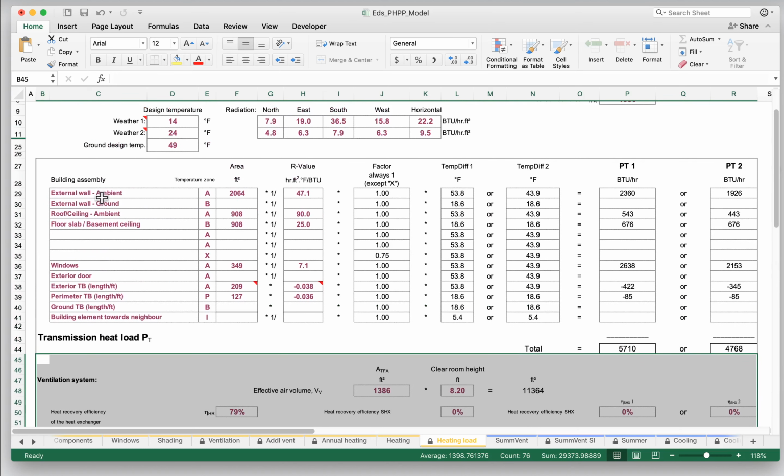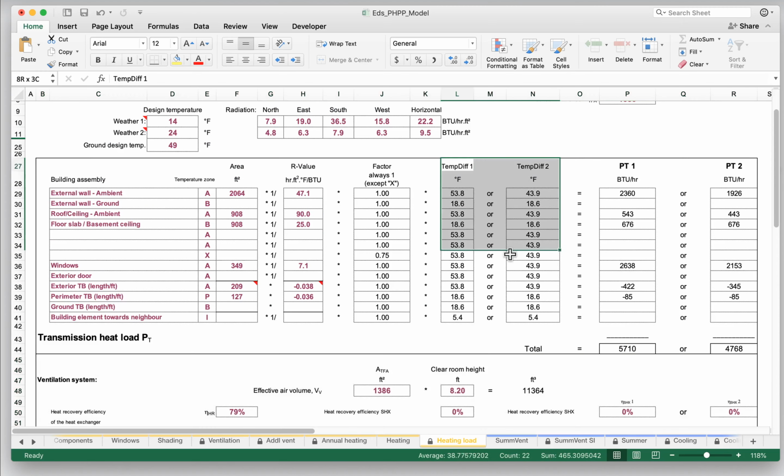And if we notice, it looks very similar, right? We have our area times 1 over the R value times our temperature correction factor. But then notice we don't have a G sub T. Instead, we have two different temperature differentials. So these are delta T values, differences in temperature between the outside and the inside. And if you look up here at the top, notice we've got two weather conditions. Weather condition 1 when it's 14 degrees outside, weather condition 2 when it's 24 degrees Fahrenheit outside.